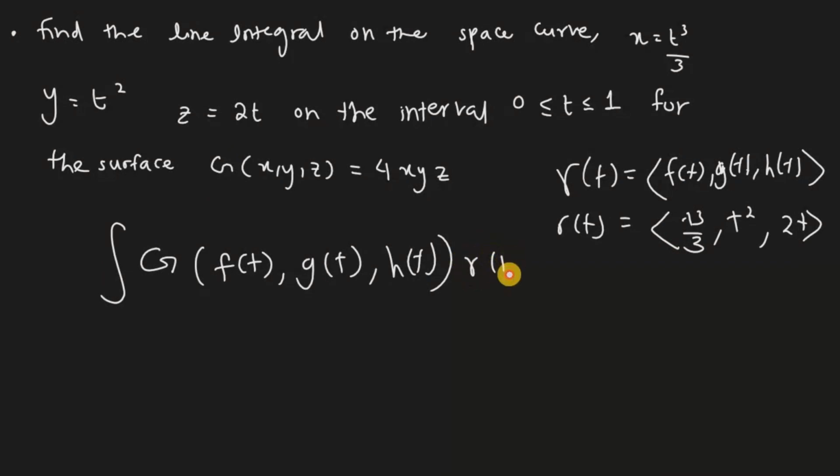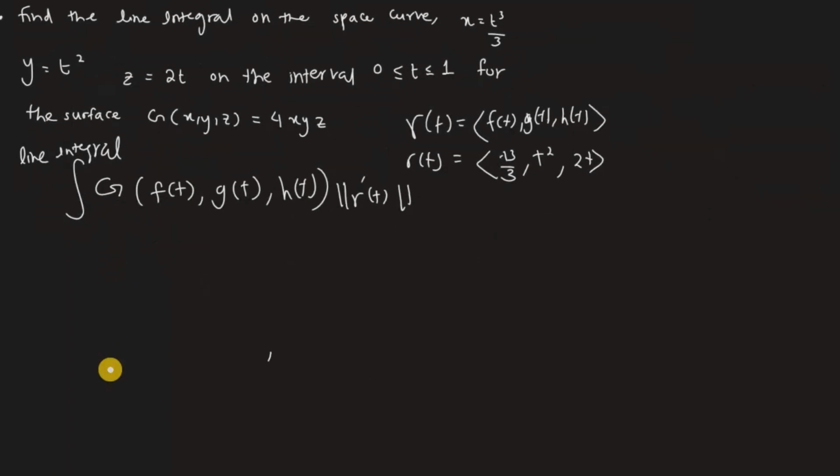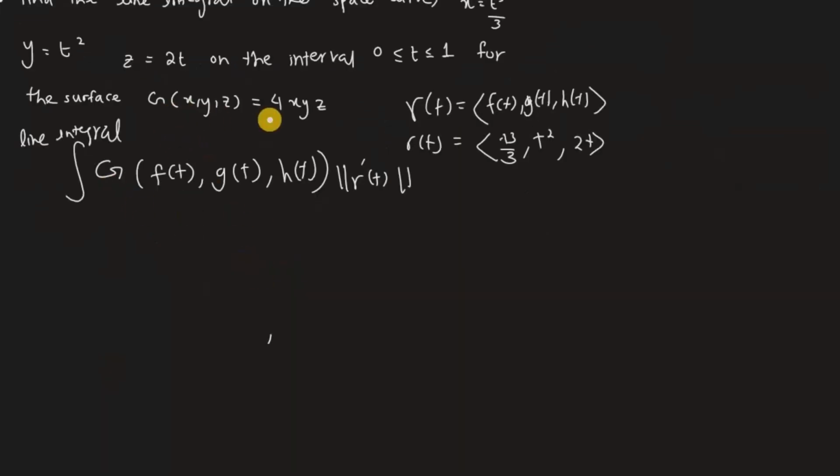So to find a line integral, you're first going to take your g, and then multiply it with the derivative of the magnitude of the vector function. This is how you're going to calculate the line integral. Alright, so let's go ahead and do this. First we are finding the g. So g is the function here.